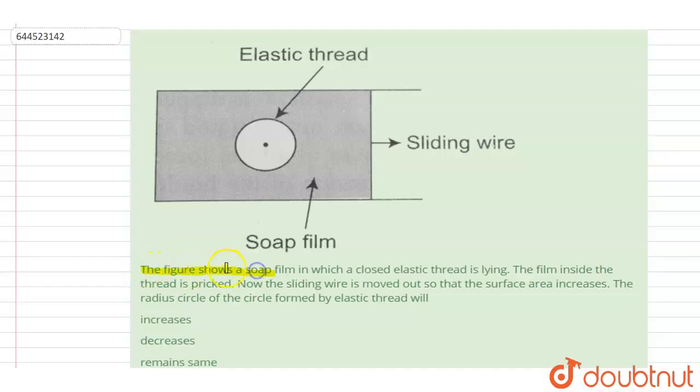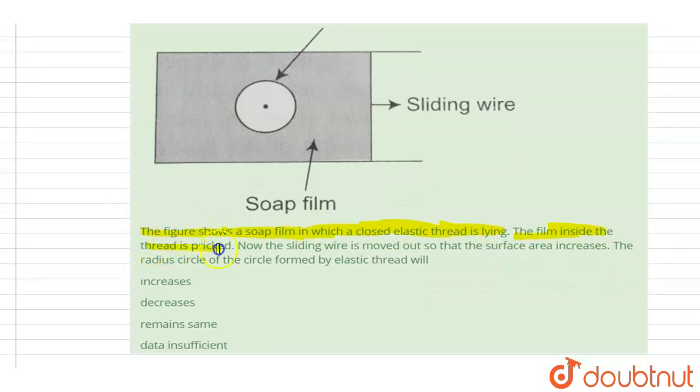Hello everyone. The figure shows a soap film in which a closed elastic thread is lying. The film inside the thread is pricked. Now the sliding wire is moved out so that the surface area increases.